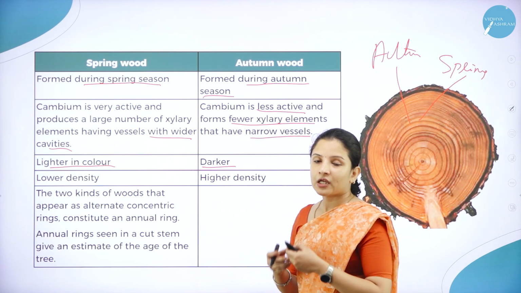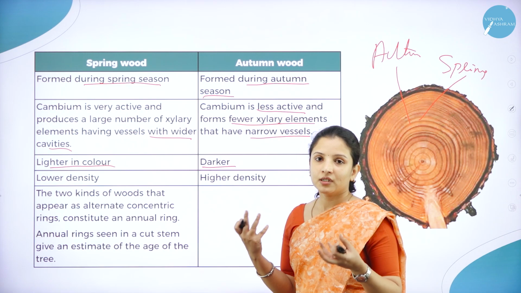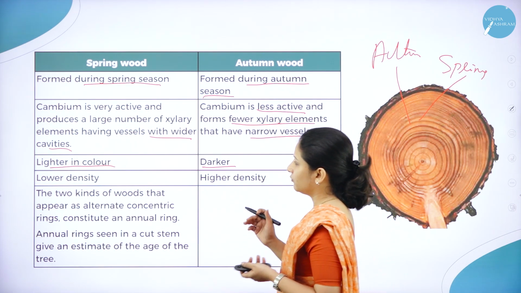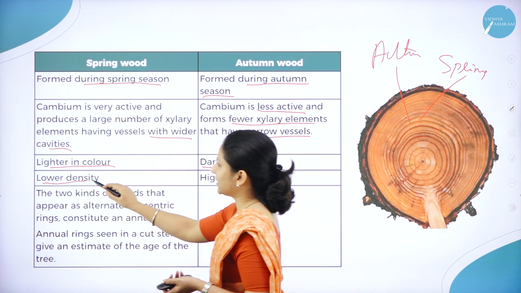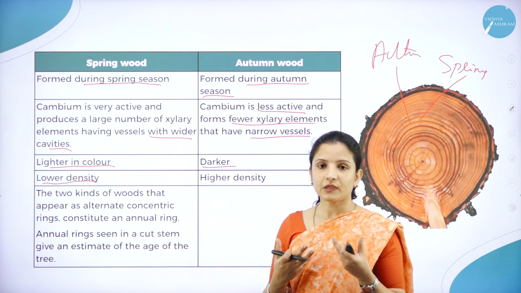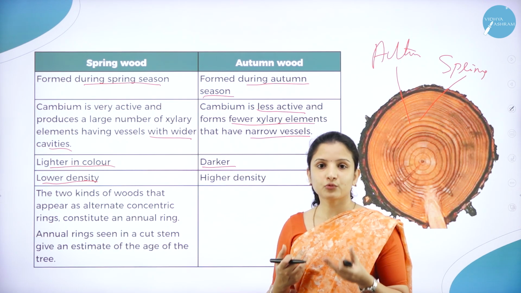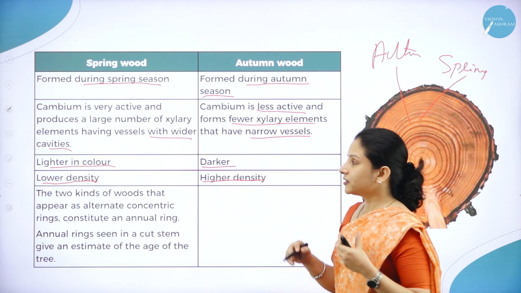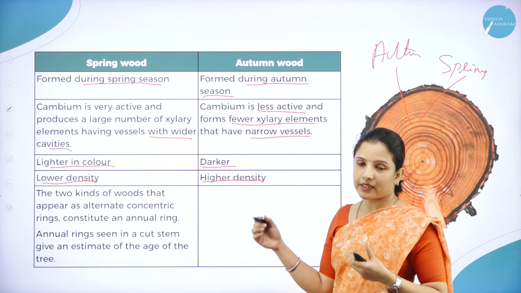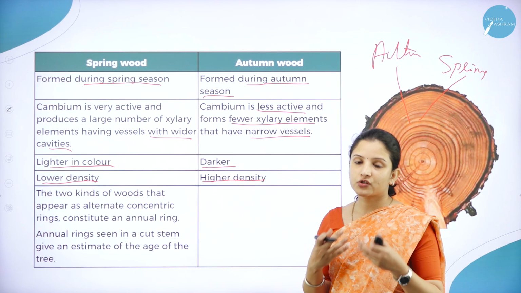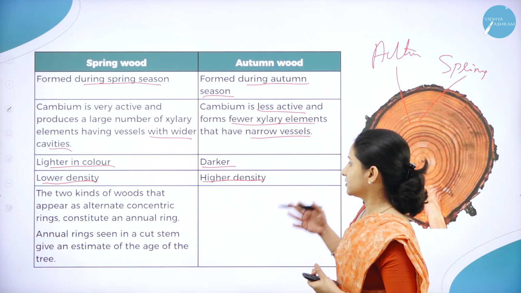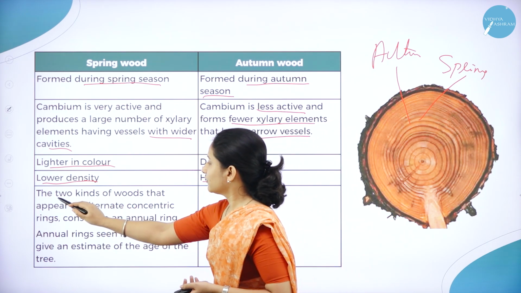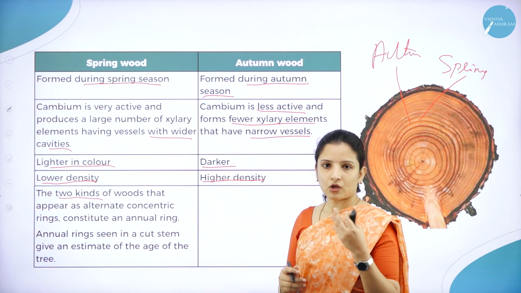So this is one of the important, or fascinating, features of the spring wood and the autumn wood. Spring wood has lower density, less weight, whereas autumn wood has higher weight. The higher the number of darker rings, the more the weight of the tree. So that is how it is considered. Autumn wood has higher density. In general, two kinds of wood appear alternately.